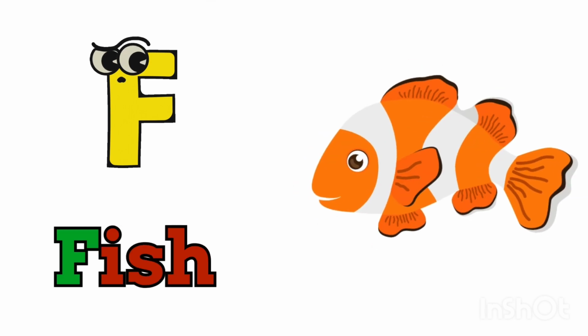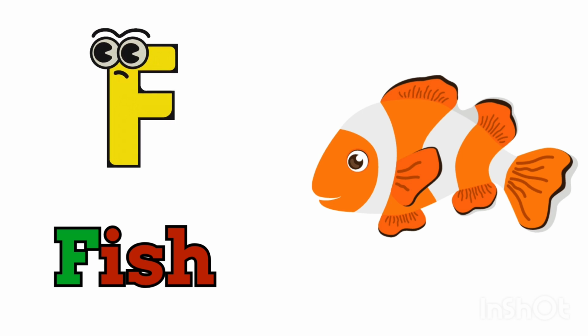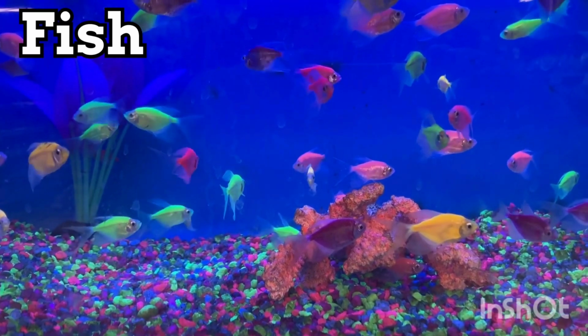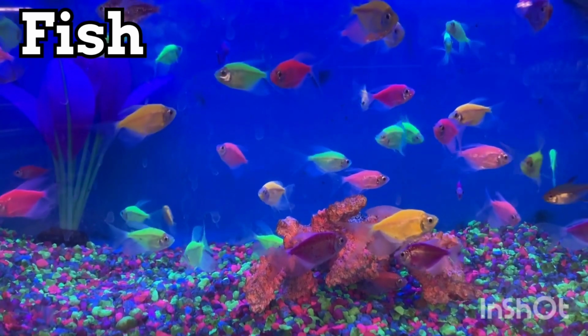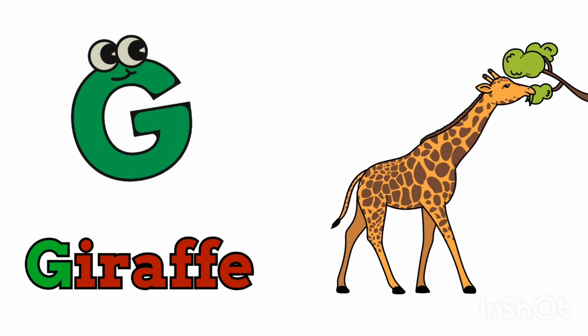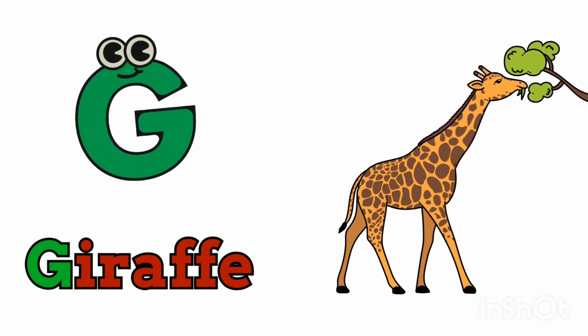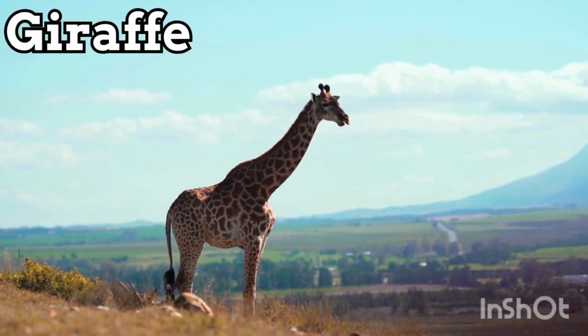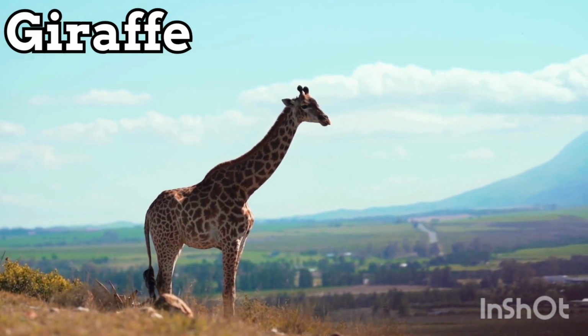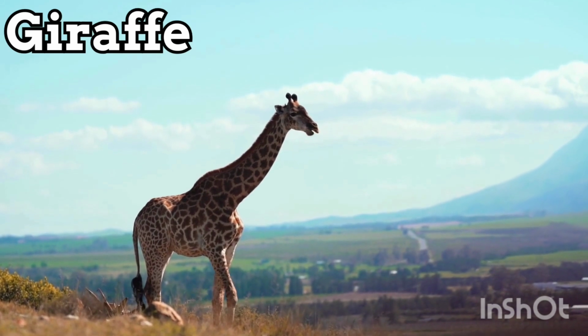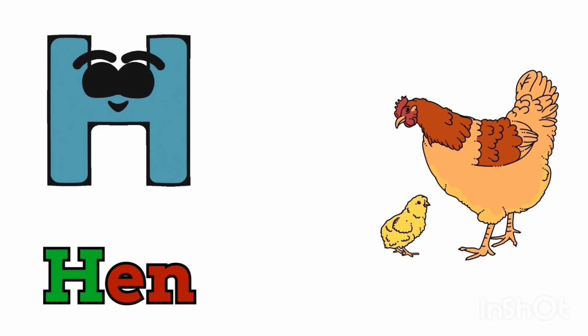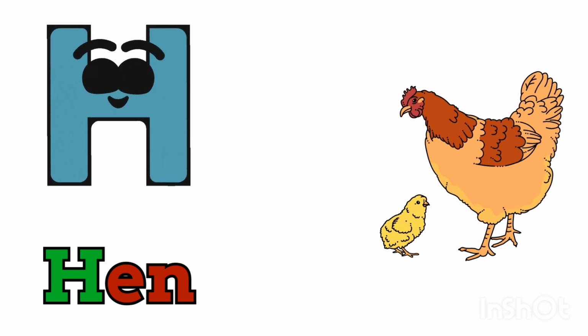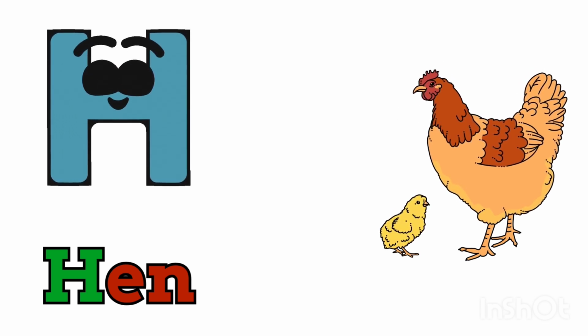F. F for fish. F-I-S-H, fish. Fish. G. G for giraffe. G-I-R-A-F-F-E, giraffe. Giraffe. H for hen. H-E-N, hen. Hen.